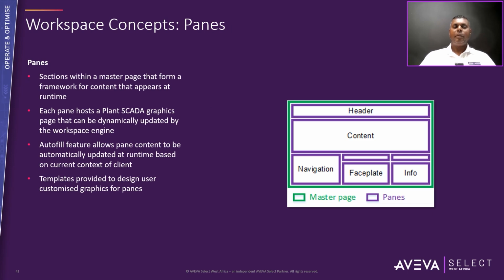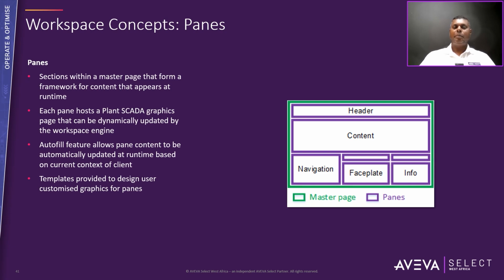Panes are sections within a master page that form a framework for the content that appears at runtime. Each pane hosts a page that can be dynamically updated. The properties associated with the pane allow you to specify how it behaves when the context of a client changes, the type of content it can display, and how a page fills the space within the pane. If your project is based on Plant SCADA's situation awareness starter project, a default layout of panes is available via the included master pages.